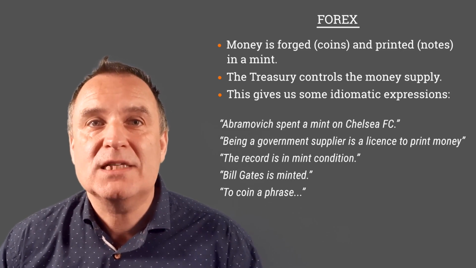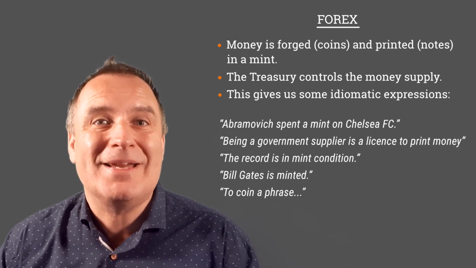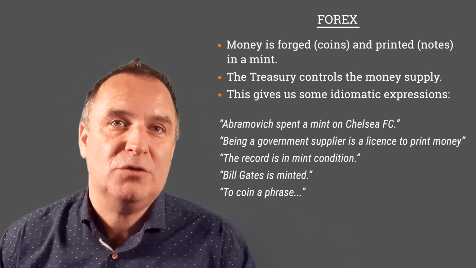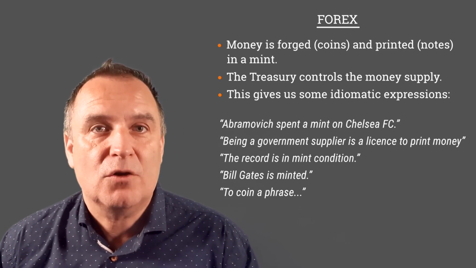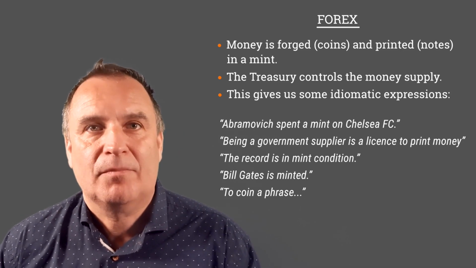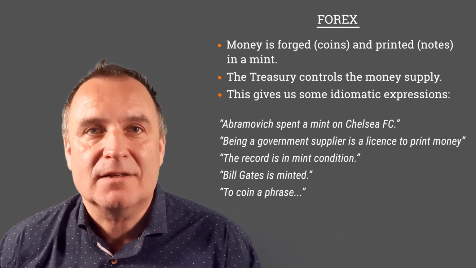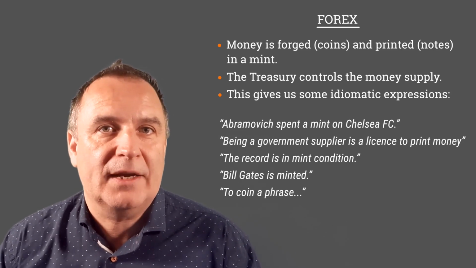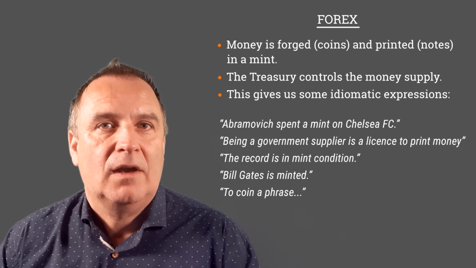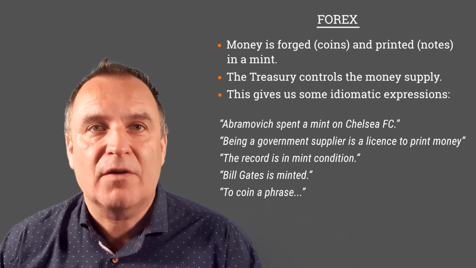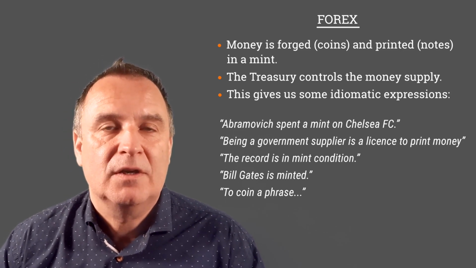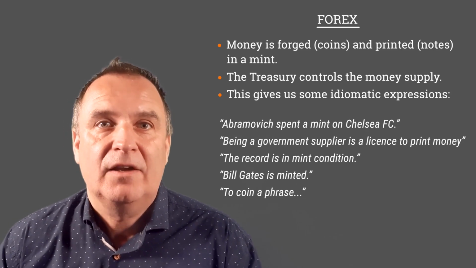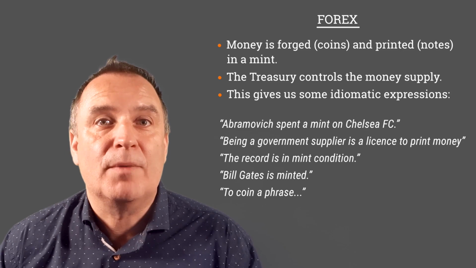Now, coins are forged in a mint, M-I-N-T. So the building, the institution in which we create coins is called a mint. And banknotes are printed, using printing presses, also in a mint. And the Treasury is the department of the government that controls the production of this hard currency and controls, therefore, the money supply.